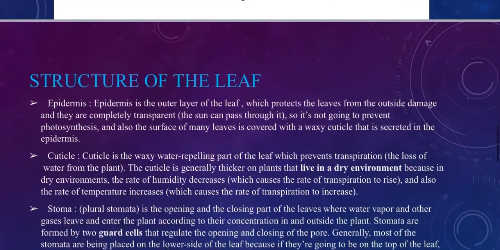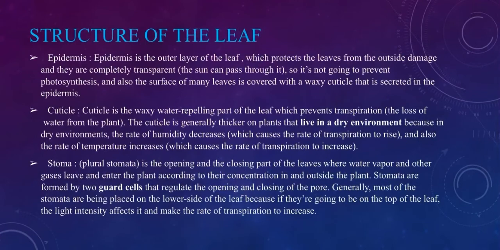So let's have a brief definition of each part of this amazing structure. What is the epidermis? We have an upper epidermis and a lower epidermis. The epidermis is the outer layer of the leaf, which protects the leaf from outside damage. So the epidermis is the protective layer of the leaf.